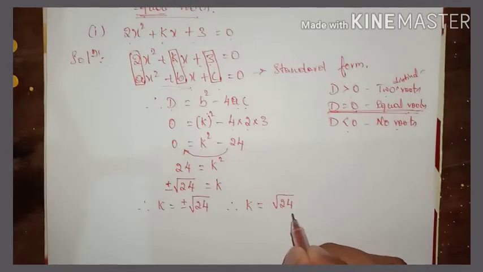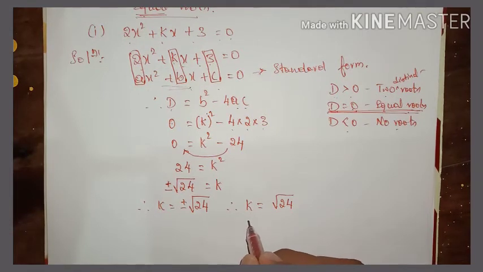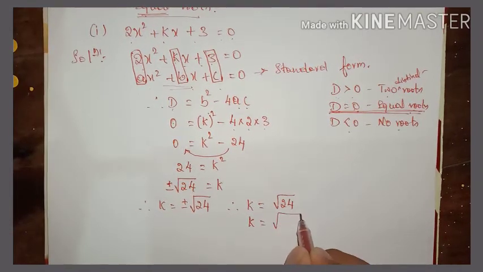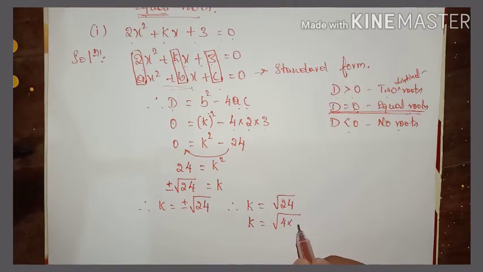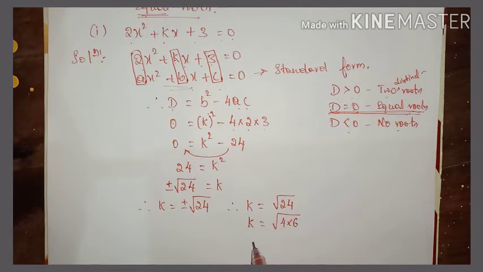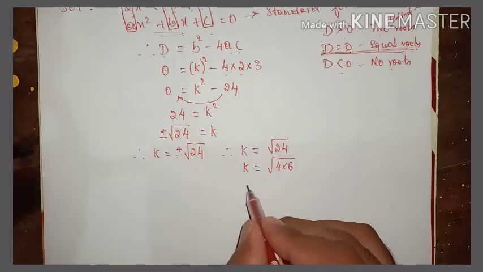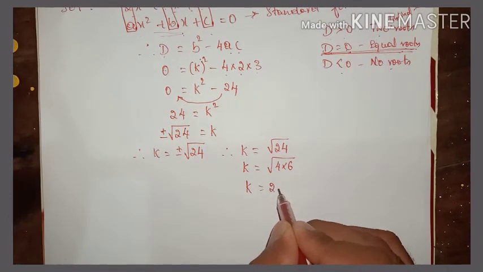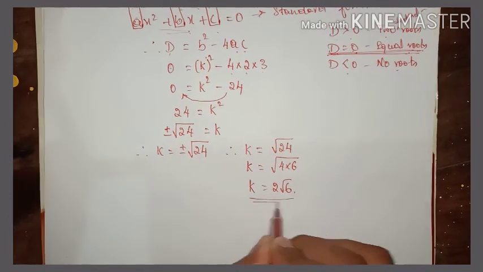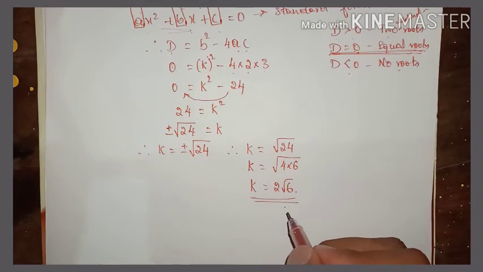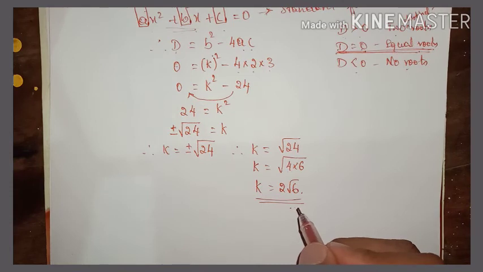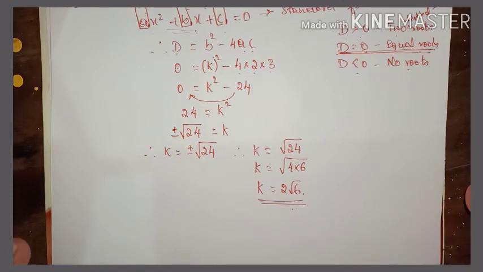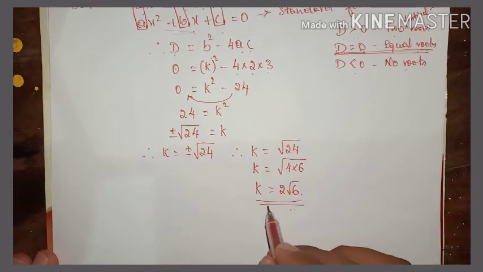You can simplify this. You can write the square root of 24 as 4 times 6, since 4 times 6 is 24. If I take 4 outside, then k is equal to 2 root 6. This is the final simplification. So the roots are 2 root 6. Equal roots means you will definitely get 2 root 6 and 2 root 6. Clear? Okay, thank you.